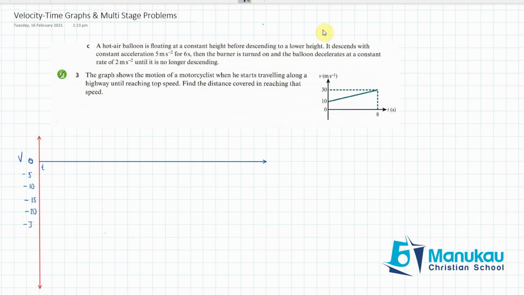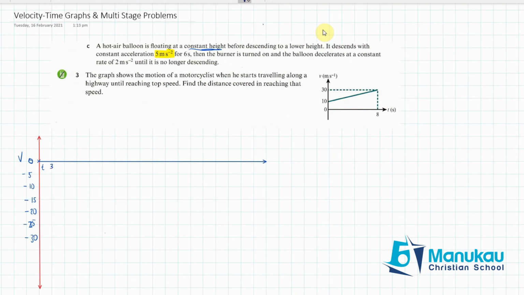And I know that it goes down 30 meters. Now, how do I know that? Well, let's have a look at the data we've got here. It's descending with a constant acceleration of 5 meters per second. So we're going to say at the beginning, it's at 0 velocity. It was at a constant height before descending. So if it's at a constant height, it's neither going up nor down. So we're going to call that velocity 0. That's where it is at 0. Then it's got a constant acceleration of 5 meters per second squared, and it's a downward acceleration, and it does that over 6 seconds.